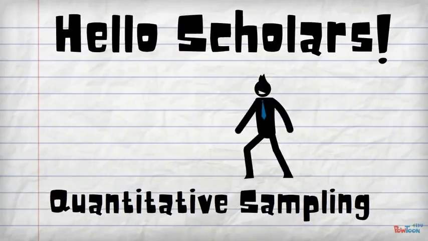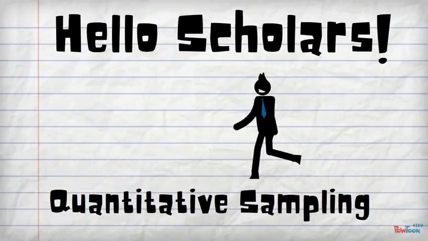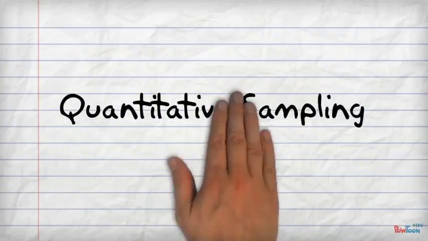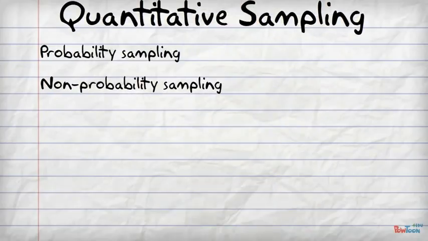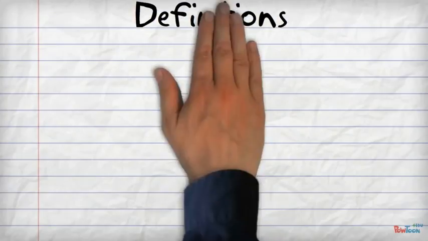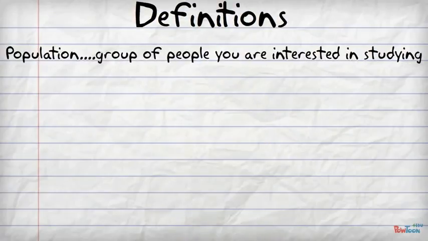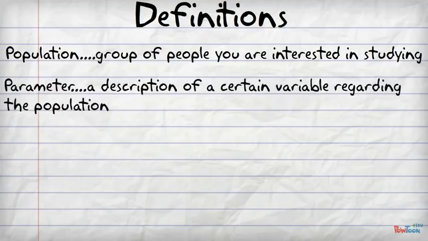Hello, scholars. Today we're going to journey through quantitative sampling. On our journey, we're going to cover two types of sampling, probability and non-probability. Before we begin, we need to define a bunch of words. The first is population. This is the group of people you're interested in studying. The next is parameter. This is a description of a certain variable regarding the population.